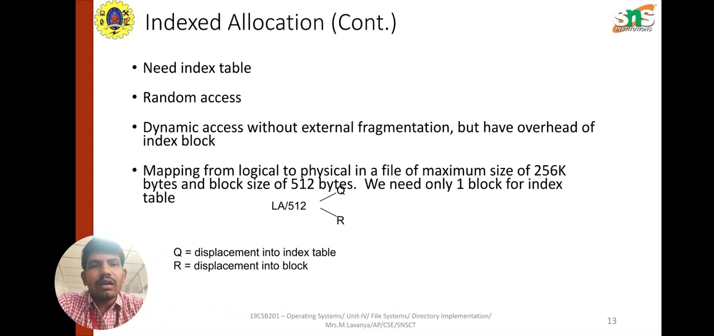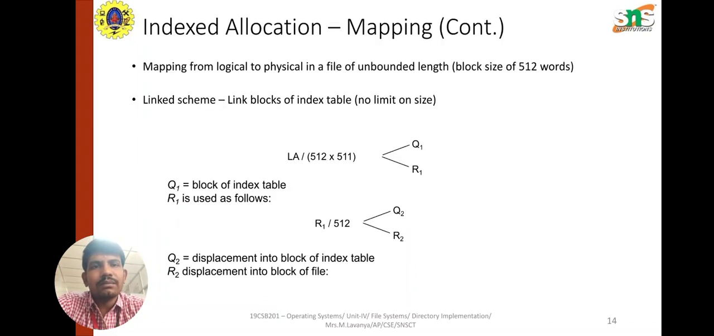Mapping from logical to physical: for a file of maximum size 256K bytes and a block size of 512 bytes, we need only one block for the index. Here Q is the displacement into the index table, and R is the displacement into the block.